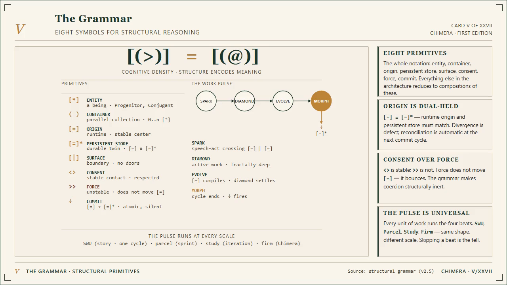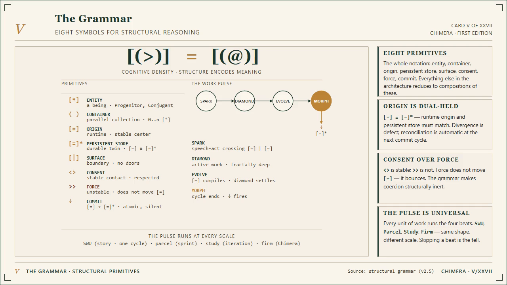Card 5, the grammar. This is the grammar. 8 primitives. Everything in the architecture composes from them. The discipline behind the grammar is content-oriented design, COD. The system contains only content words, nouns, verbs, and levels. Function words stay as operators, never as entities. That's why 8 primitives suffice, not 80.